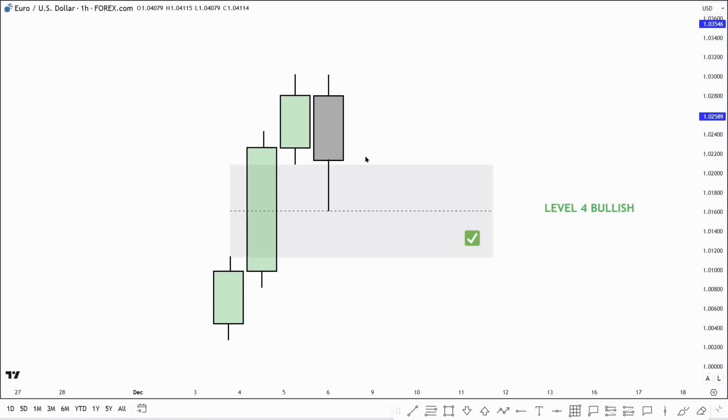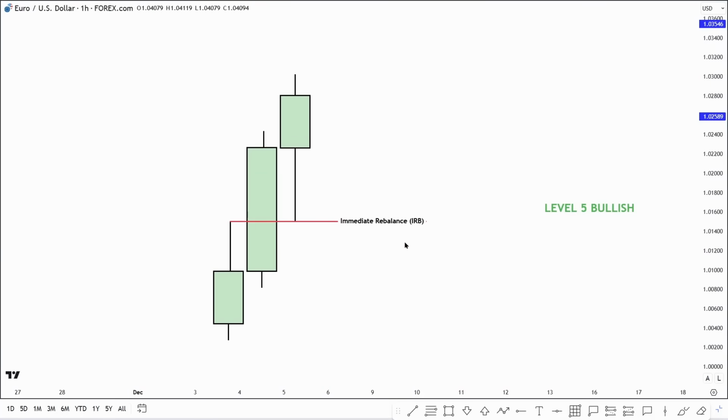This is underlying strength behind a bullish move that's about to unfold, or is giving me feedback about the price move that's currently underway. If we see the fair value gap completely rebalanced on the third candle, like this, we refer to this as an immediate rebalance. This is level 5 bullish, and this is one of the strongest signatures in price that I look for when I'm underlyingly bullish.